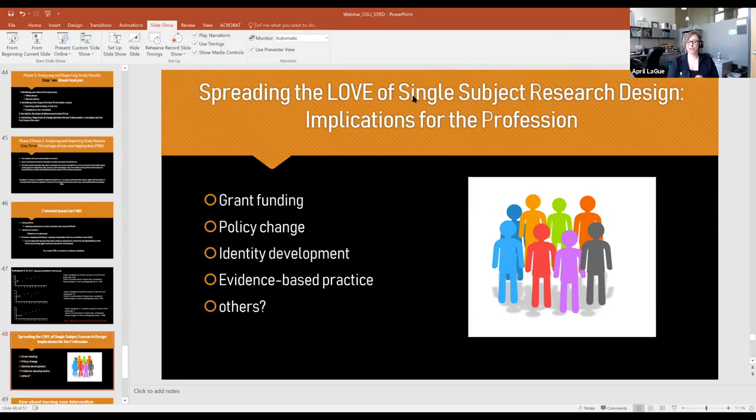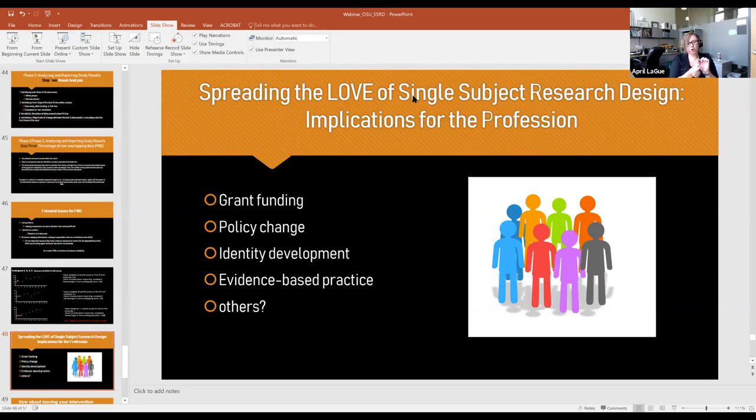So again, that catch-22, I don't have funding, but I need funding. And so doing a single subject research design is a really applicable, easy way to get that little foot in the door so that I can show a little bit of change. And then we get some seed funding for grants, and then we can show bigger change by replicating your study.